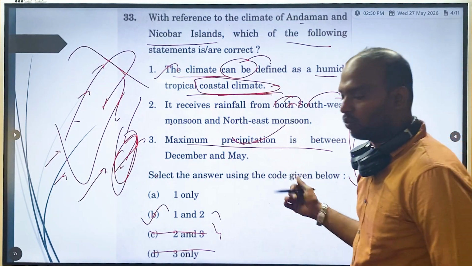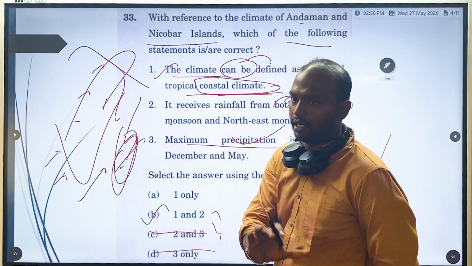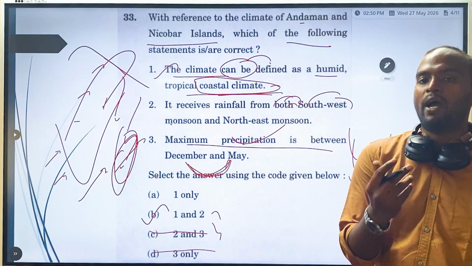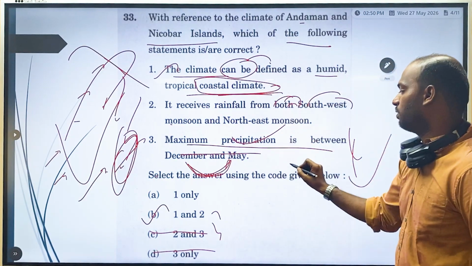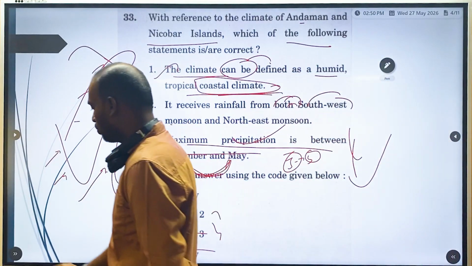There is no need to look at the third statement, and mostly when UPSC asks a question like this, the possibility of swapping is more. But here the information is wrong. Maximum precipitation is between June to September.